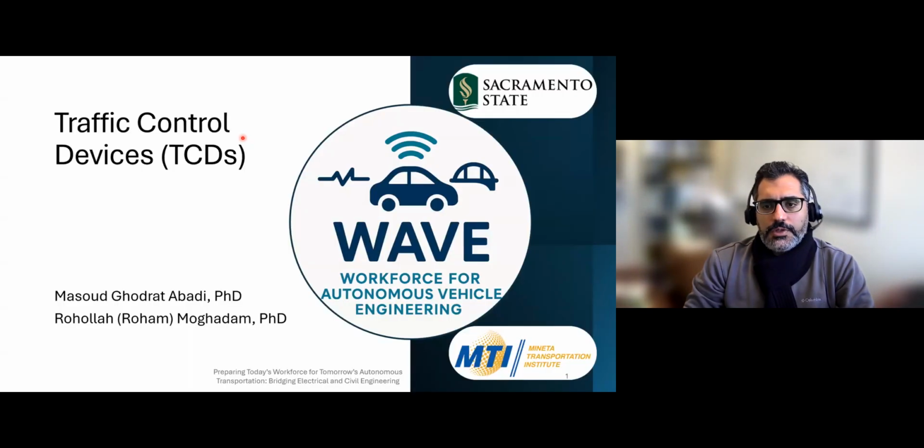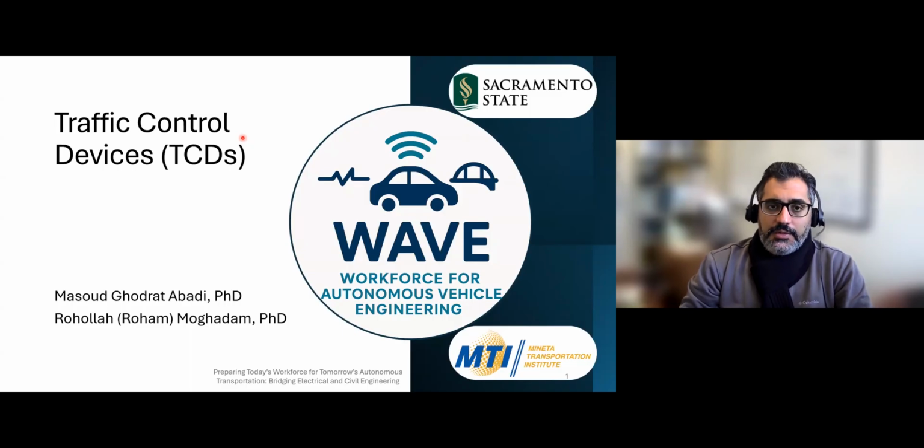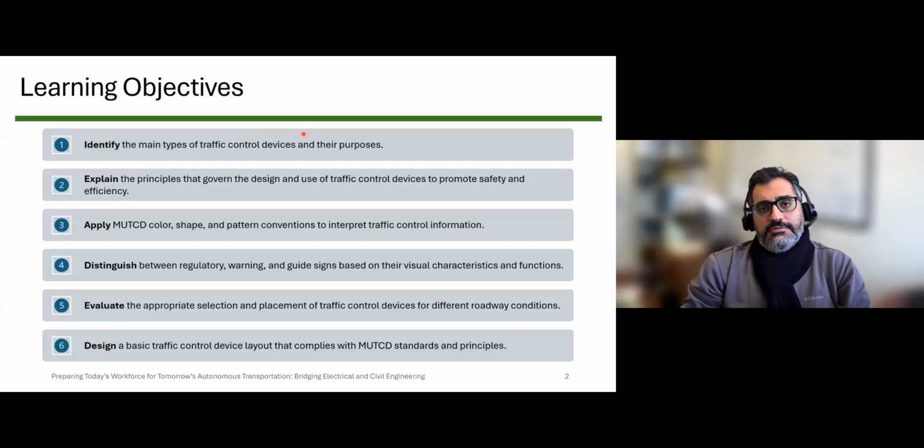In this module of WAVE, we are going to learn about traffic control devices, very well known as TCDs. What we are going to achieve in this module is that we will identify the main types of traffic control devices, namely traffic signs, traffic signals, and pavement markings. You will be able to explain the principles that govern the design of these TCDs.